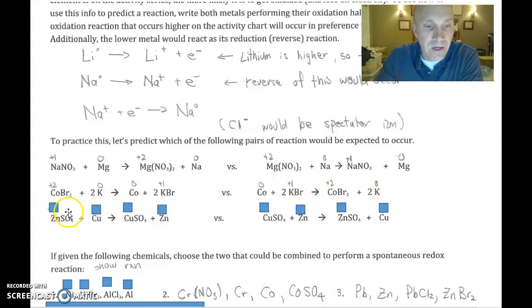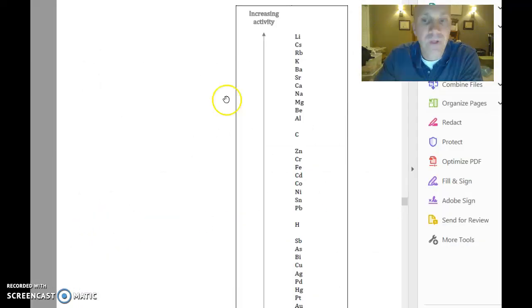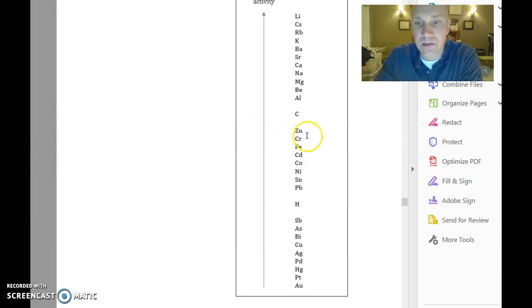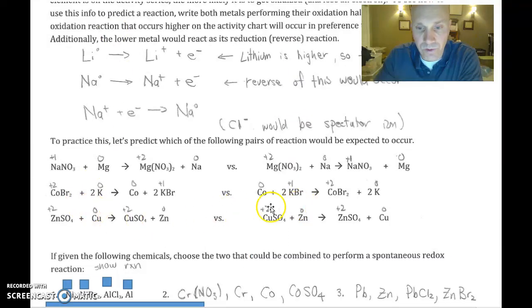All right, and in this case right here, okay, let's compare zinc to copper. Zinc is right here. Copper is right here. So zinc would be the one that would be more likely to be oxidized. All right, so which one of these shows zinc being oxidized? That would be this one right here.